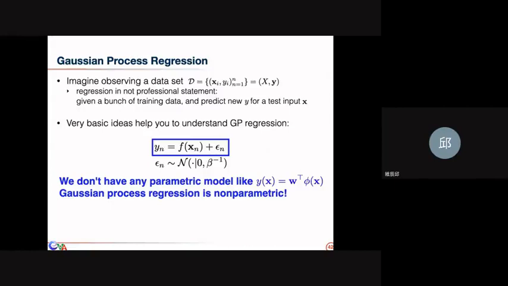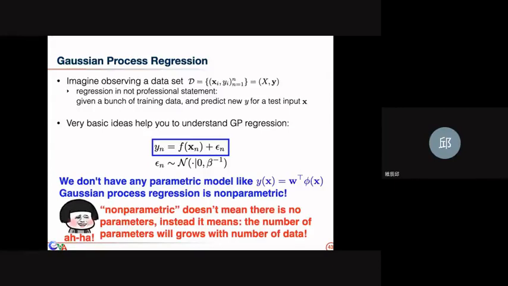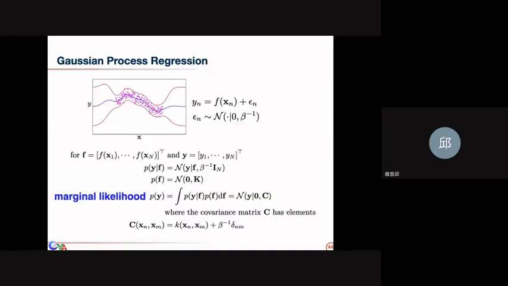Here I want to emphasize again that in this Gaussian process regression, we don't have any parametric form like y(x) equal to w transpose times phi of x. We don't have such a form anymore. We only have yn equal to f of xn, so f is just a function. The Gaussian process is non-parametric, but non-parametric doesn't mean there are no parameters. Instead, it means the number of parameters grows with the number of data, as we mentioned previously.